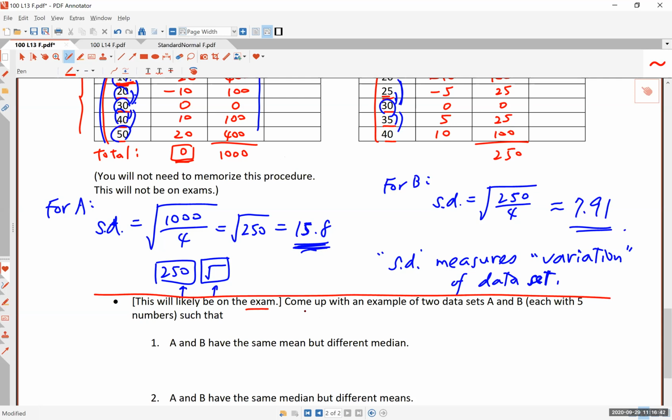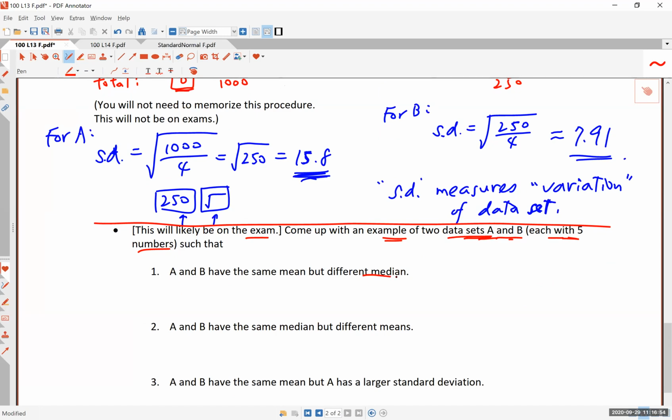All right, I want you to come up with an example of 2 data sets, A and B, okay? I want each data set to have 5 numbers such that A and B have the same mean but different medians. Can you do that? Try to come up with A and B. In fact, I'm going to give you an A. Let's say A is 10, 20, 30, 40, 50. The mean in this case is pretty obvious, I think you can tell the mean is 30. But if you add up all the numbers here, it's 150 divided by 5. So the mean for the data set A is 30.